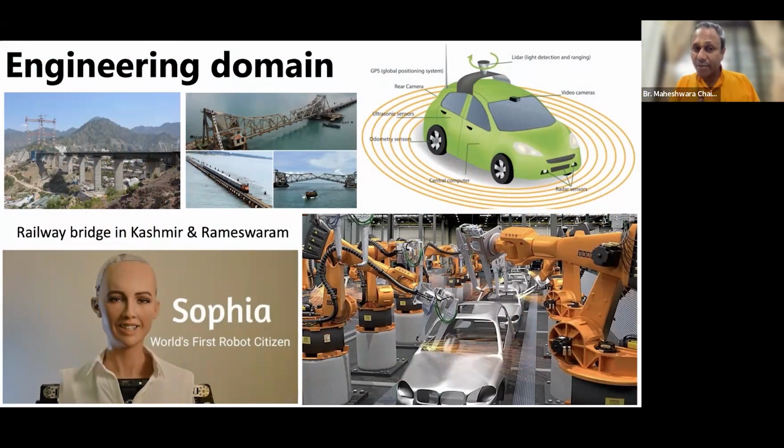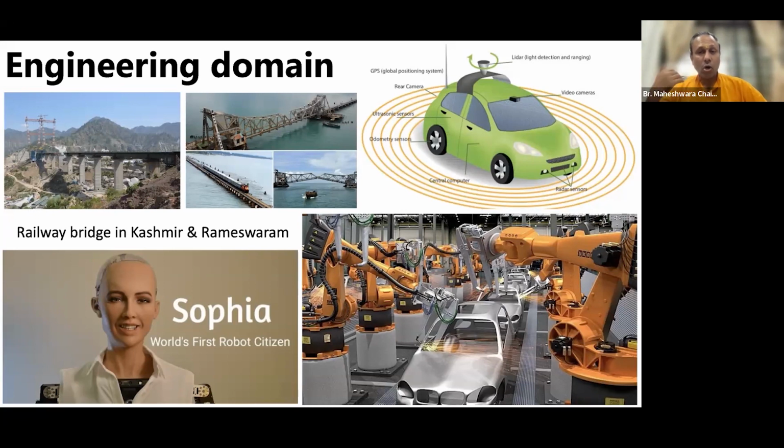Now on the right hand side, you can see Pamban Bridge, that is in Rameswaram, and that is also considered as a miracle. I think it was built years and years back. Just below that, you can see Sophia, world's first robot citizen. And the citizen, Sophia, has facial expressions. Earlier, the robots never had facial expressions based on the response, based on the inputs taken by the robots.